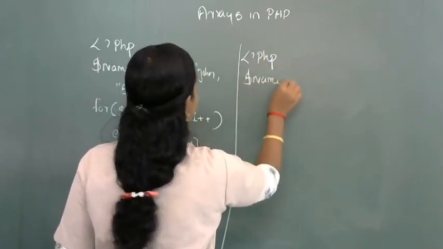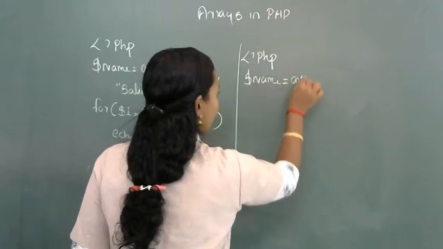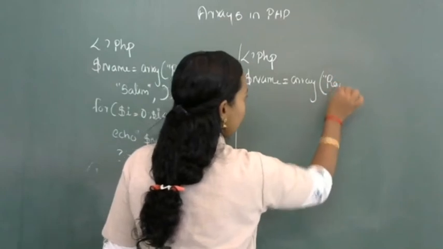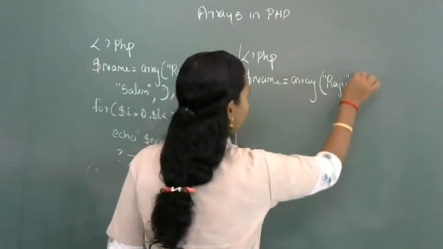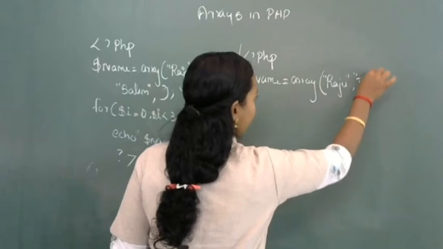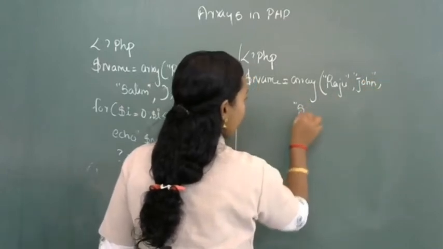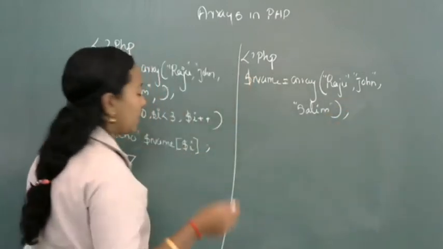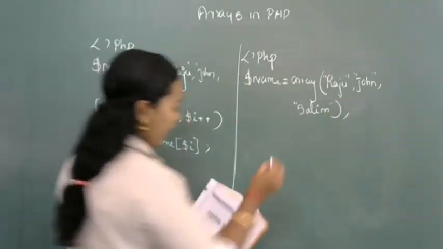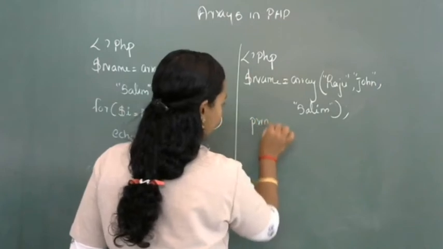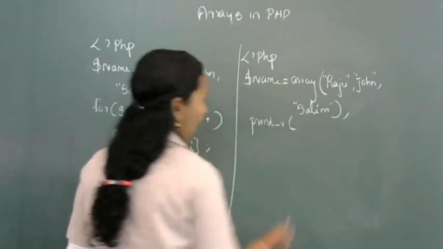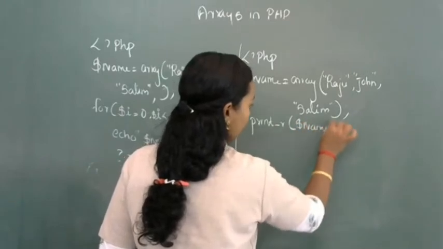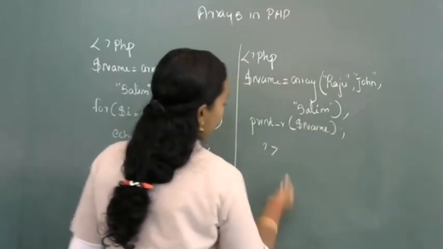$name is equal to array, first name Raju, then second name John, then third name Salim. Then next I am not going to use any looping statement. Directly I am mentioning the print_r function. What is the array name? $name. Then close the PHP program.